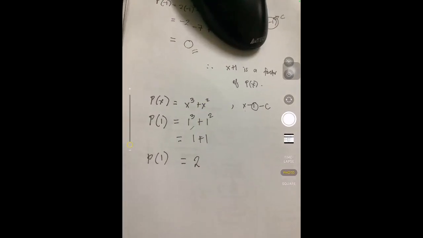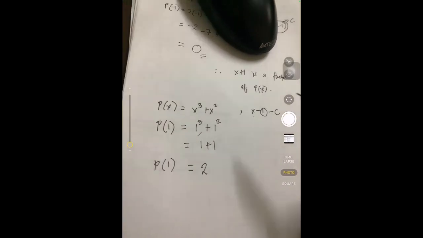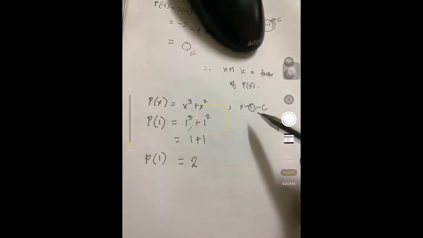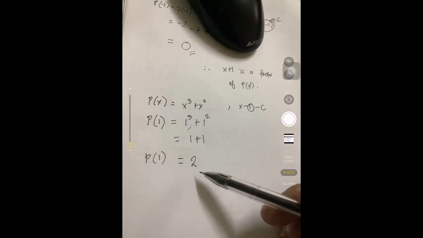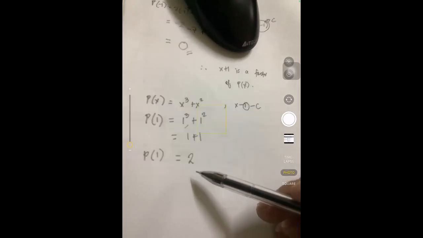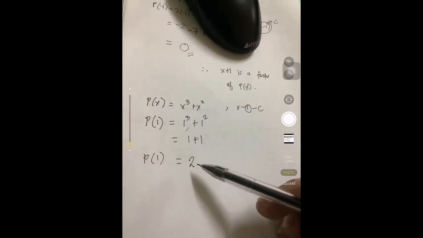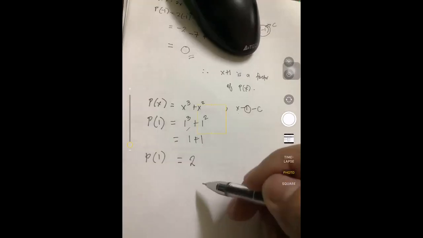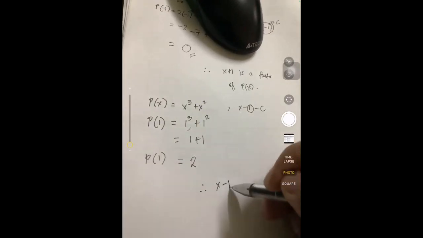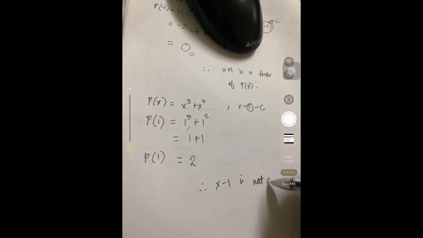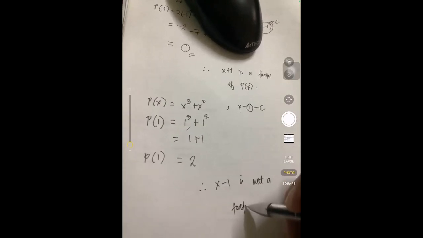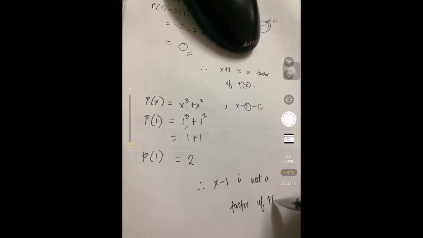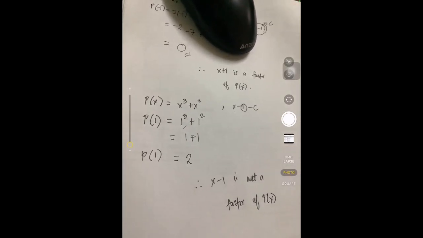By applying the remainder theorem, it means that the remainder, when I divide x cubed plus x squared by x minus 1, is equal to 2. By applying the factor theorem, since this is not equal to 0, we can conclude that x minus 1 is not a factor of our p of x.